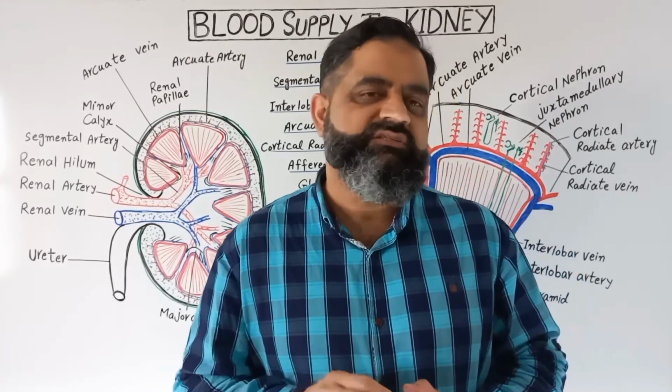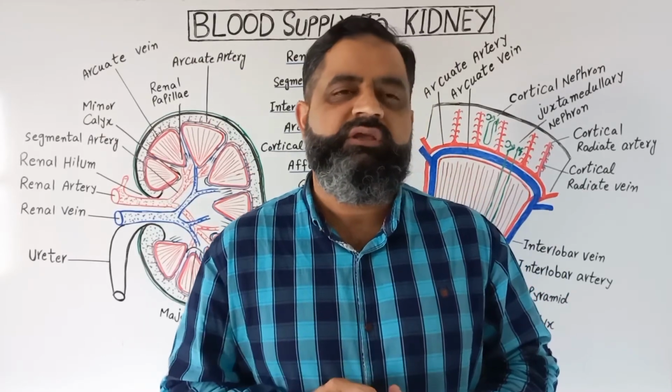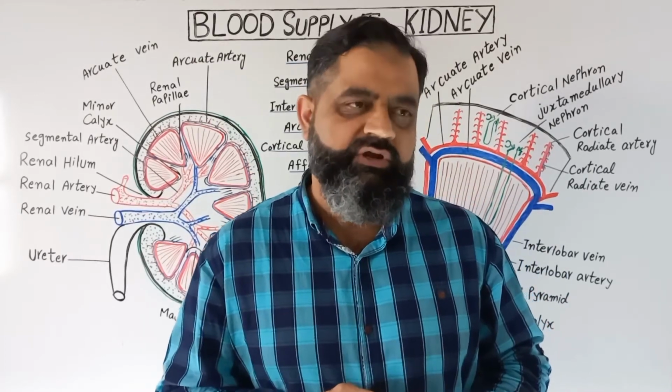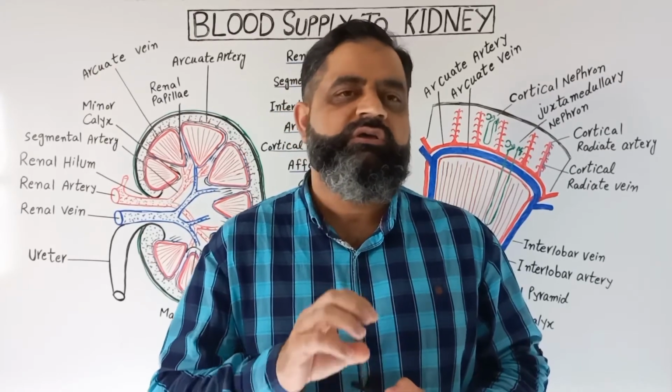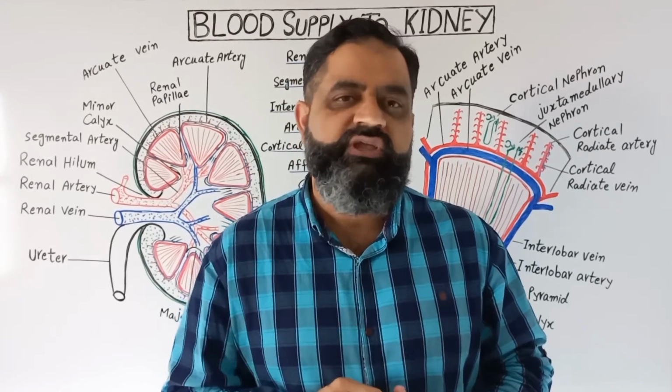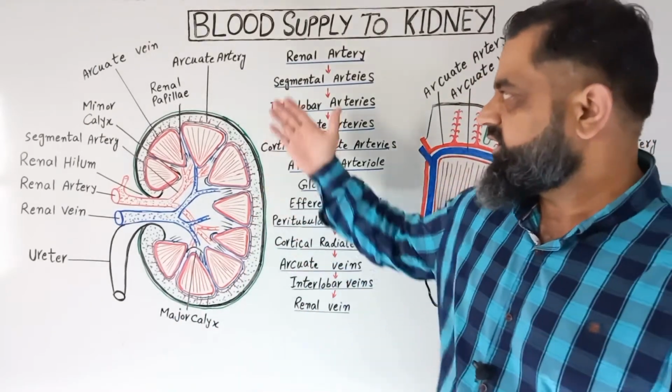So let's discuss in detail how the blood is supplied to different parts of the kidney. But first of all, we have to review the structure of a cross section of a human kidney. So let's look at the diagram.